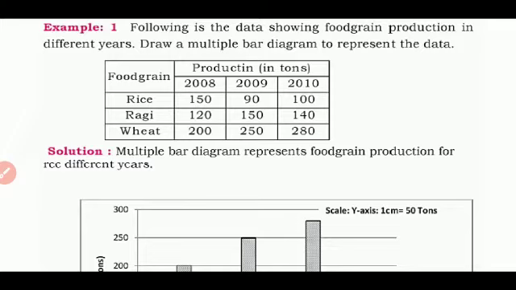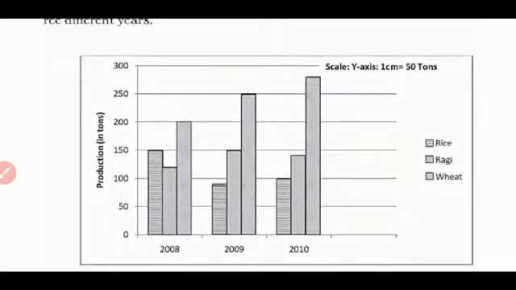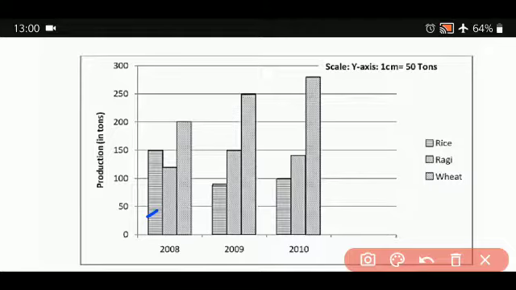So we will see how they have made it for 2008. They have written 2008 here. The width of these bars is the same, you have to keep it the same. For rice you can give one design, for ragi a different design, and for wheat another design. The same design is used for rice each time, same for ragi, and same for wheat. If you give stars to rice, all three should be the same, and if you give circles to ragi, then all three should be circles only.